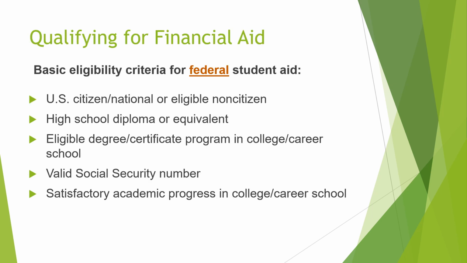So, qualifying for financial aid. Who qualifies for financial aid? Well, the basic eligibility criteria for federal student aid is a student that is a U.S. citizen, national, or eligible non-citizen, has a high school diploma or equivalent or is working towards a degree or certificate program at a college, career school, or university, has a valid Social Security number, and is meeting satisfactory academic progress in college or career school. The last point here is very important because throughout your college career, you must meet academic progress in order to continue receiving financial aid every year to fund your education.